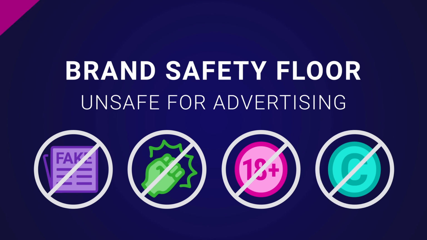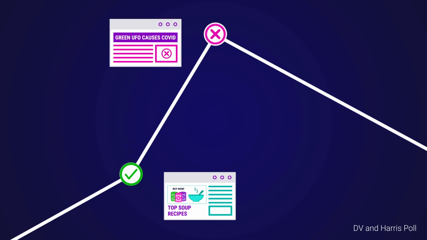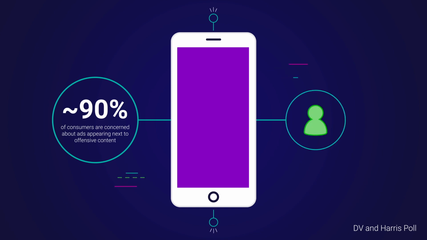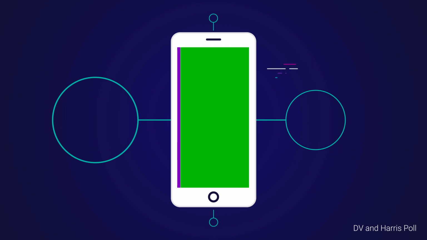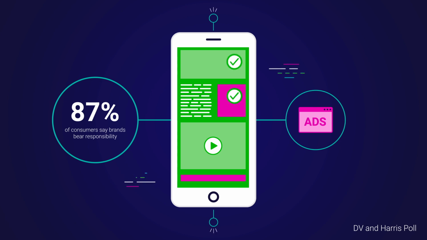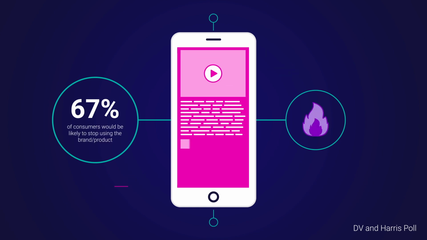harm a brand's reputation. According to research conducted by DV and Harris Poll, appearing alongside brand unsafe content can have a material adverse effect on both brand equity and commercial outlook. Almost 90% of consumers reported that it was important for advertisers to make sure the ads they were serving did not appear near dangerous, offensive, or inappropriate content. 87% of consumers feel that brands bear responsibility for ensuring their ads run adjacent to content that is safe. And 67% of consumers would be likely to stop using the brand product if they viewed the brand's digital ad next to false, objectionable, or inflammatory content.